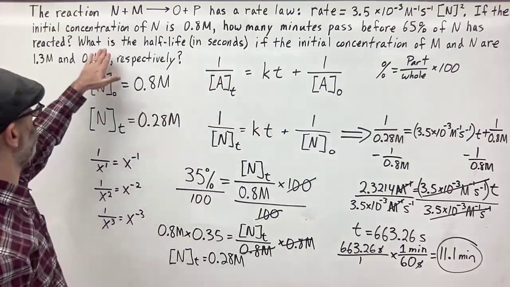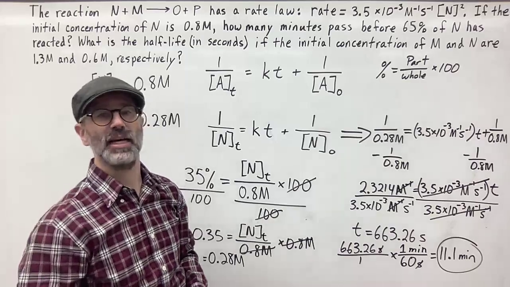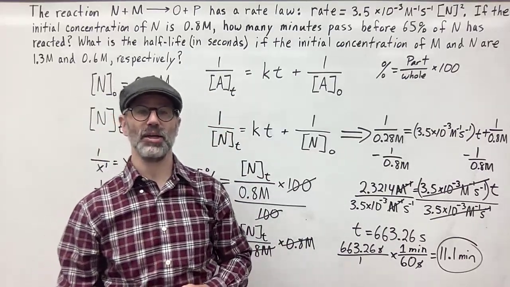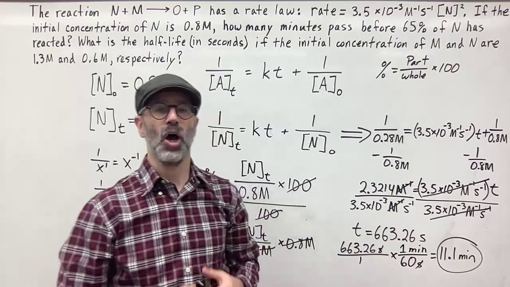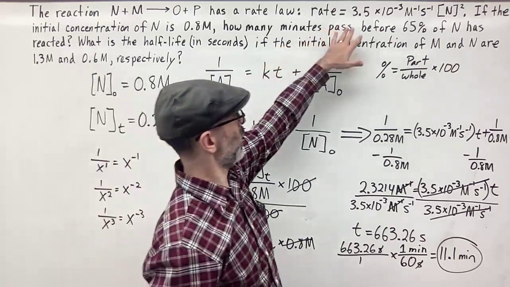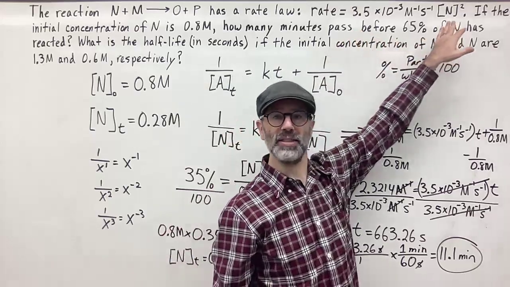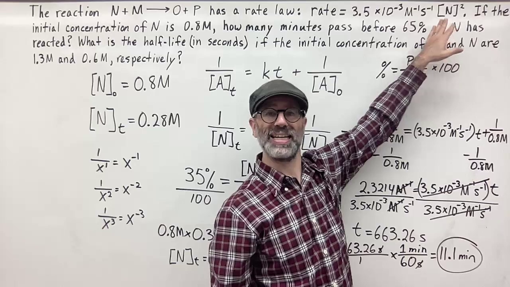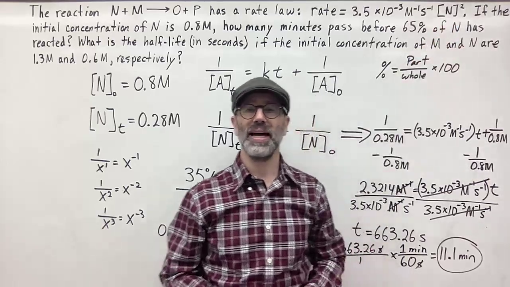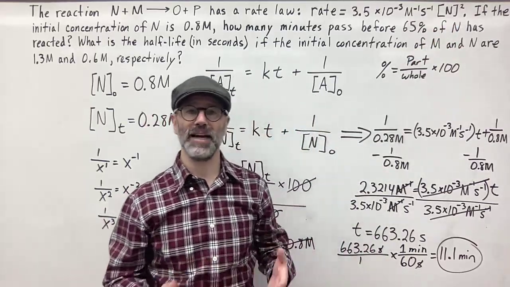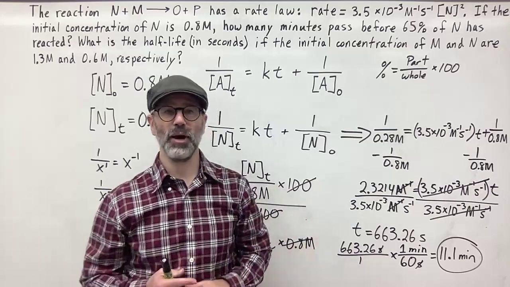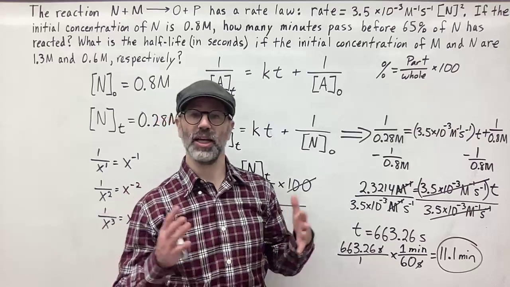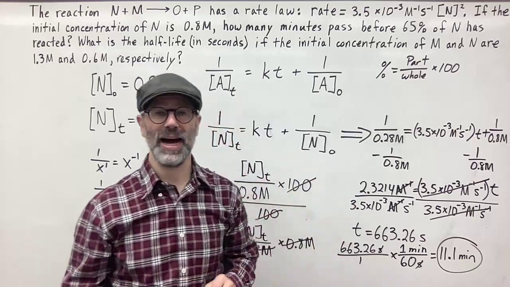Okay, so now that's the first question. What about the second question? What is the half-life in seconds if the initial concentration of M and N are 1.3 molar and 0.6 molar respectively? Well, if we go back to our rate law here, you'll notice that the only substance that we have the concentration of in our rate law is N. And what does that mean? It means that N is the only substance that affects the rate. M doesn't affect the rate. So changing the concentration of M does not affect the rate of the reaction. So we can ignore that. So we can focus only on N.